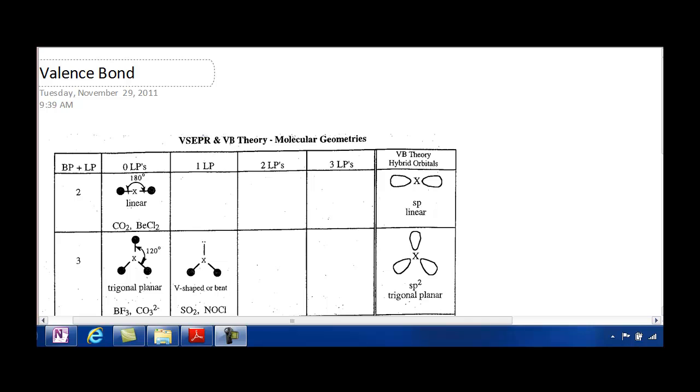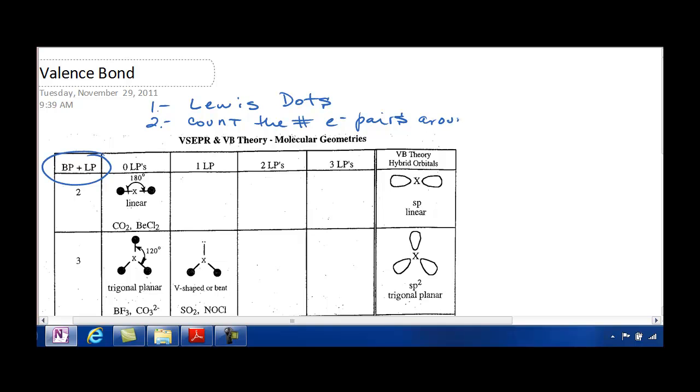And just to quickly refresh your memory, we can understand these simply by first drawing Lewis dots, and then counting the number of electron pairs, whether they're bonding pairs or lone pairs, around the central atom.